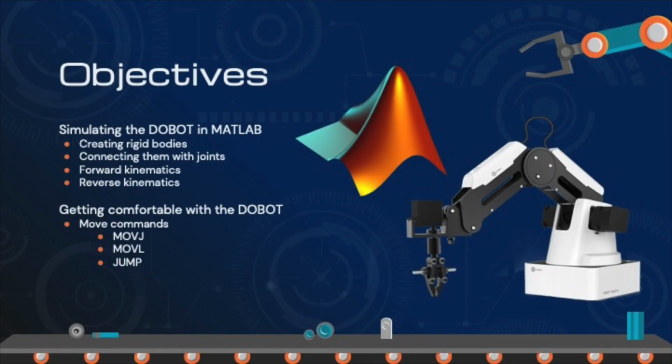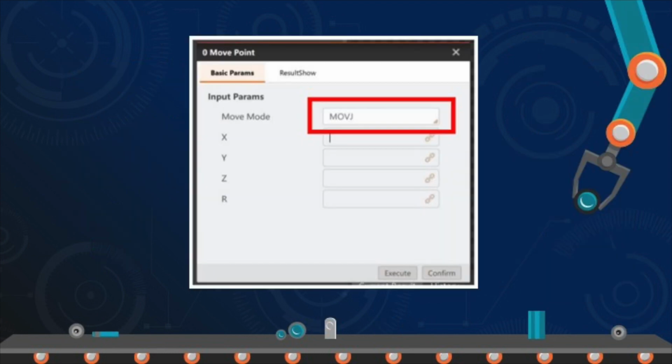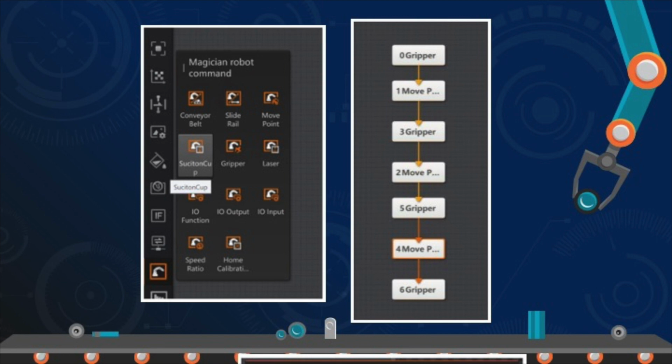Also in Lab 1, we learned the basics of how to work with the Dobot software and the robot itself. One of the main components we got very comfortable with was the move commands and the difference between Move J, Move L, and Jump. Move J allows each joint to move independently while in translation. Move L moves the robot arm linearly to the next position, and Jump uses movements only in one coordinate direction at a time.